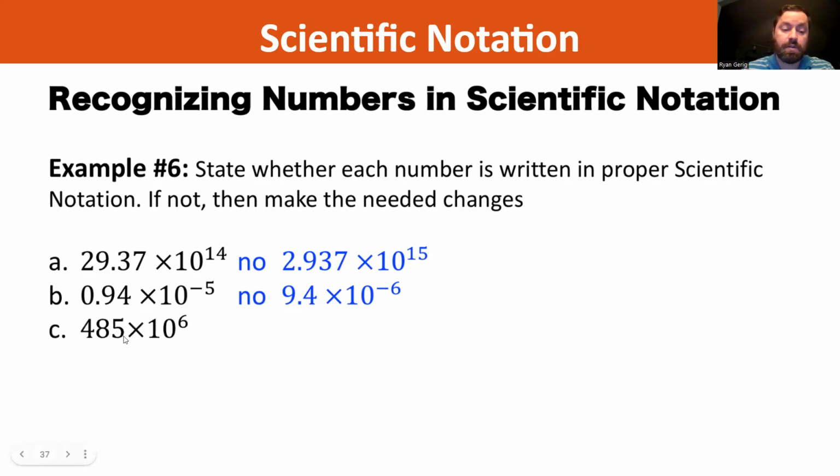Last one, 485 times 10 to the 6th. Again, not scientific notation. 485 is bigger than 10. Right now, the decimal's after the 5. I need to move it 2 spots. So 4.85. And making it smaller by 2, I need to make the exponent bigger by 2. So 6 plus 2, 8. And that concludes lesson 2, scientific notation.